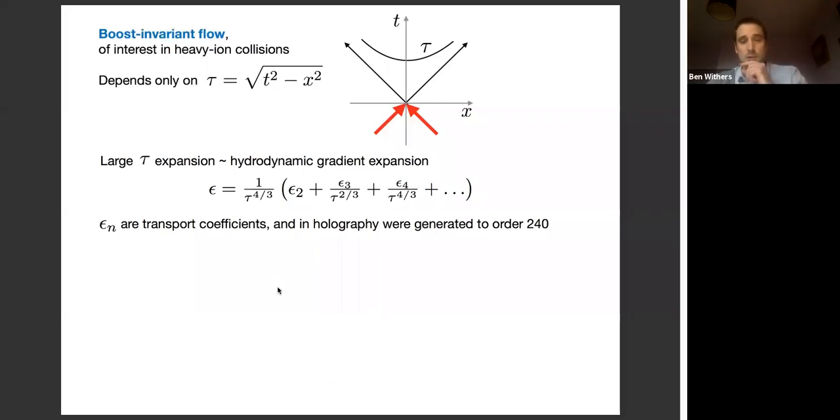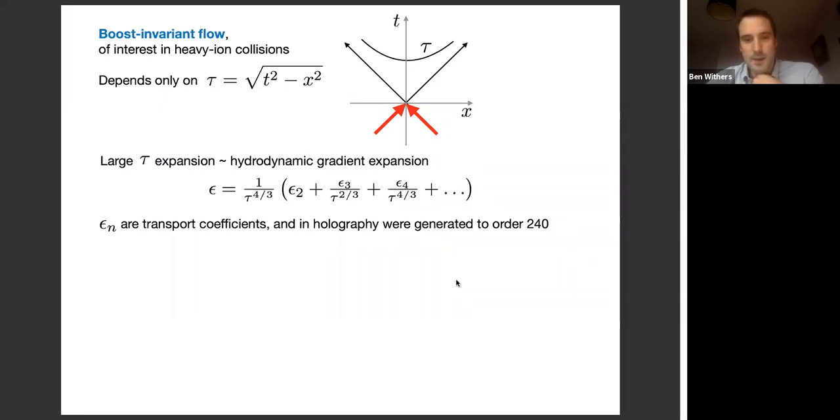The observation that was made is that this large tau expansion is basically the same thing as the hydrodynamic gradient expansion. If you expand, for example, the energy density, a component of the stress tensor, in a large tau expansion, a late time expansion, it's perturbative in 1 over tau to the 2/3. This perturbative expansion is in correspondence with the hydrodynamic gradient expansion. They computed this expansion to order 240, these epsilons to order 240.